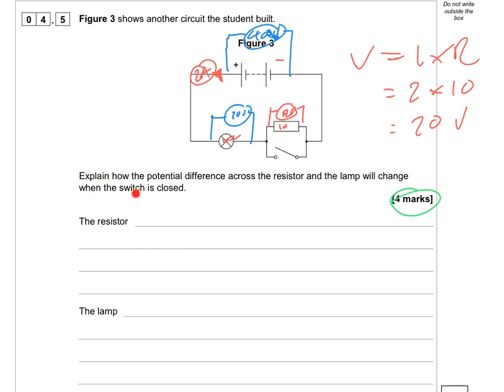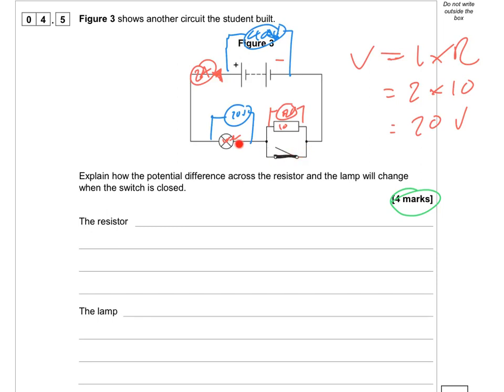So explain how the potential difference across the resistor and the lamp will change when the switch is closed. Okay, so in this case, if we close the switch, what we end up doing is we end up making a circuit around there. So now the current, it does have the choice of going through this resistor or the short circuit.